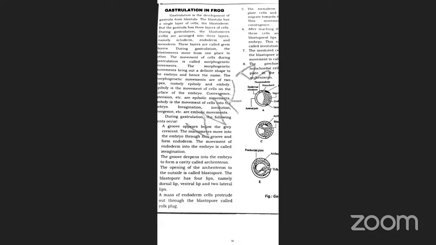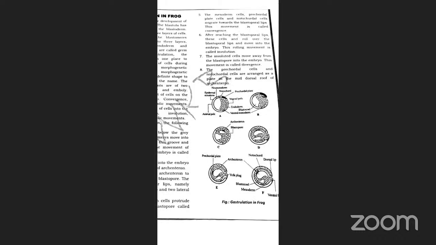That means that further development will not be forming, and they will move towards and close that particular area, forming the lips, and that is called the yolk plug. After that, the mesodermal cells, the precaudal cells, the notocaudal cells, they all will be migrating through the blastoporal lips, and then they will converge to a particular position, and this movement is called convergence.